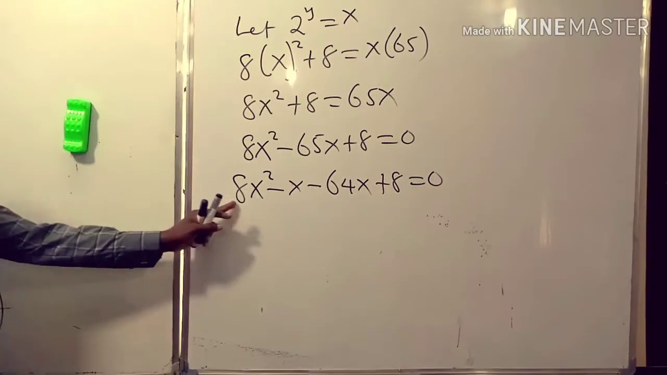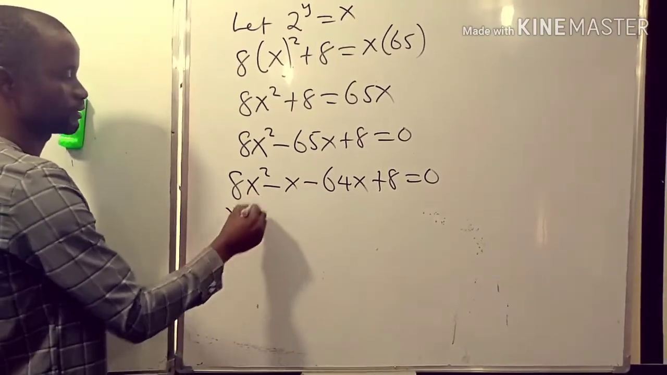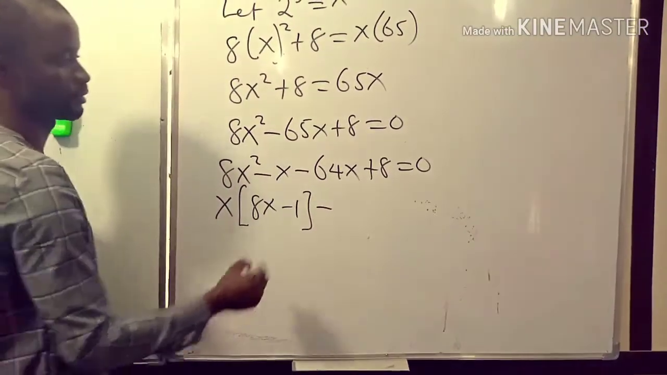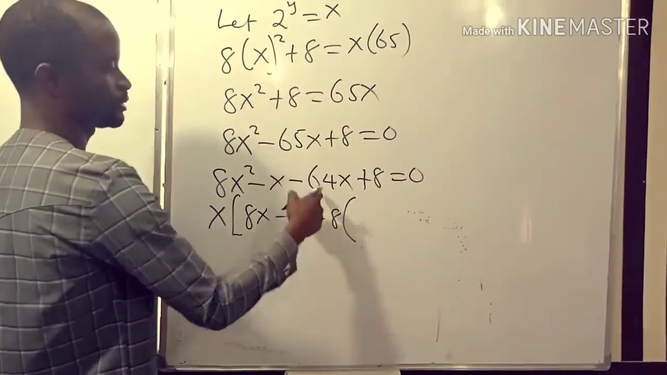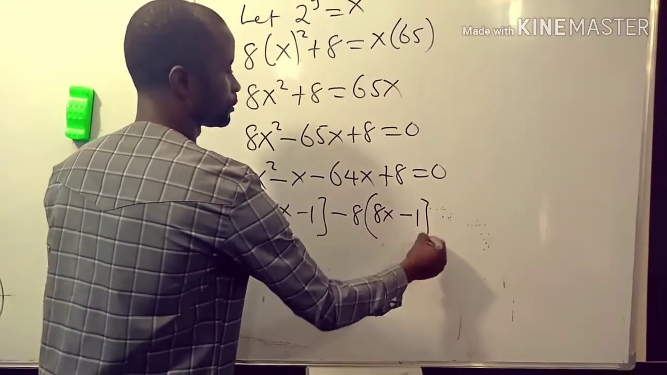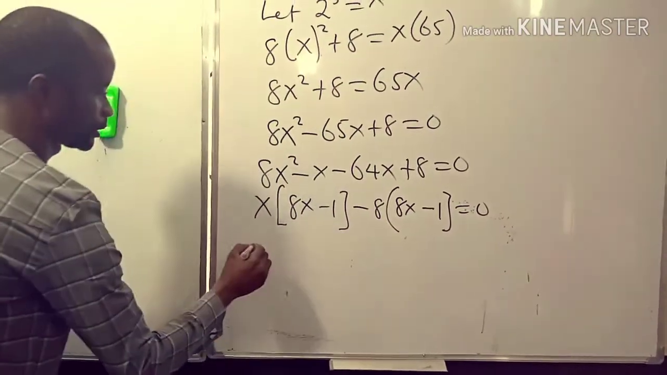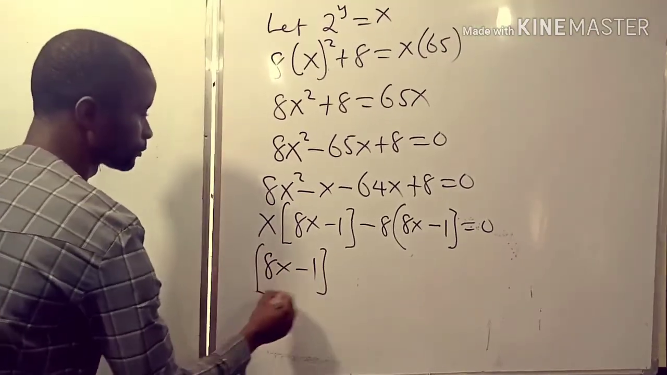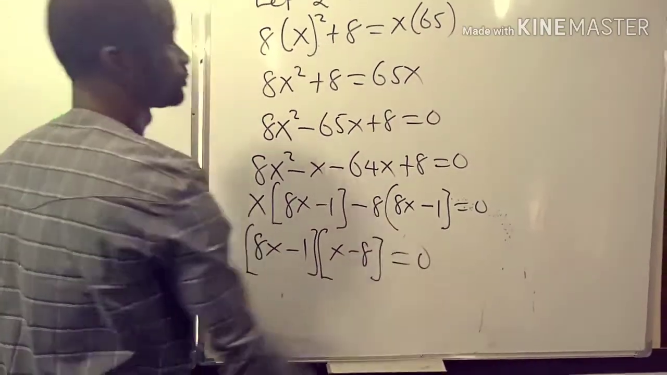Now you factorize the value. What's the common factor here? The common factor here is x into (8x - 1), minus 8 (open bracket) 8 in 64, that's (8x - 1) equal to 0. Then you have the common factor here, that will be (8x - 1) into (x - 8) is equal to 0.